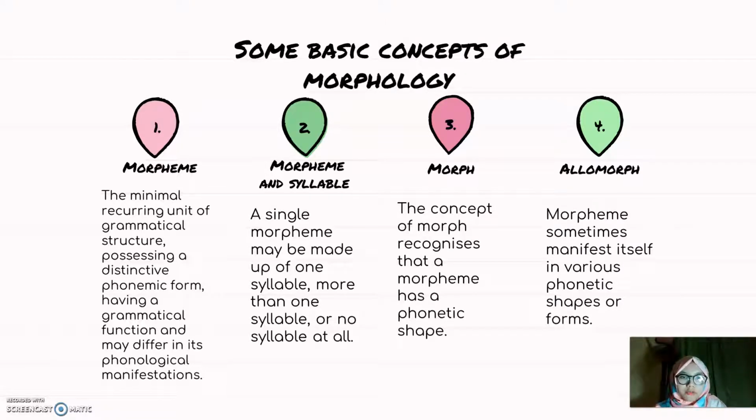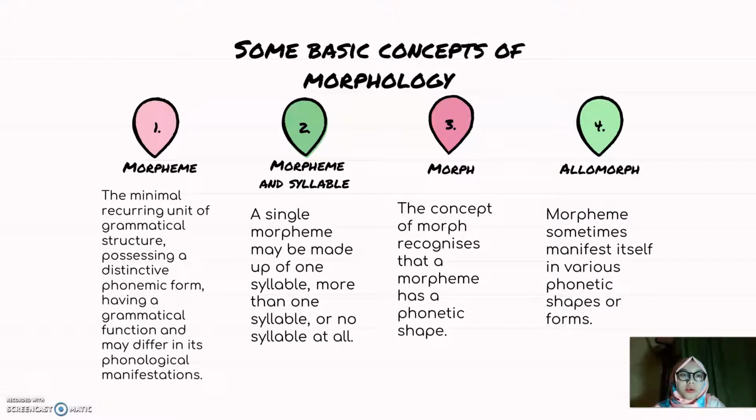Third, morph. The concept of morph recognizes that a morpheme has a phonetic shape. This phonetic representation is called its morph. For example, the word writer has two morphemes, write and er.